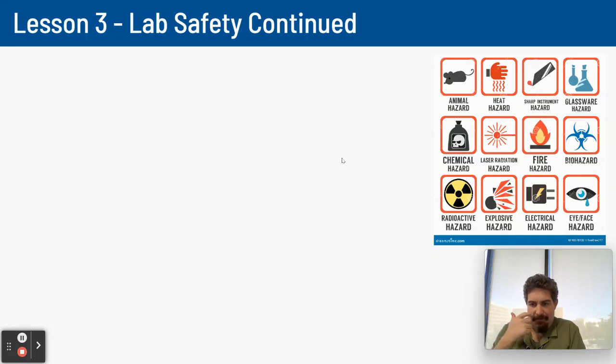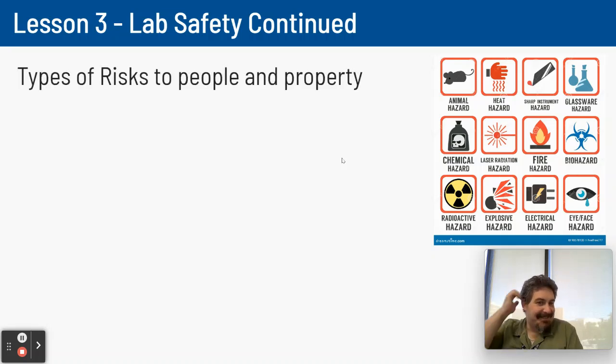So here's a cute little lab safety poster I found that listed a bunch of different kinds of hazards, some of which we definitely don't have to worry about in our room. So, types of risk to people and property, right? Because the things that can be harmed are people, which is very important. We try to avoid that for the whole year if we can. And then property, like shirts, shoes, textbooks, backpacks, walls, tables, etc.